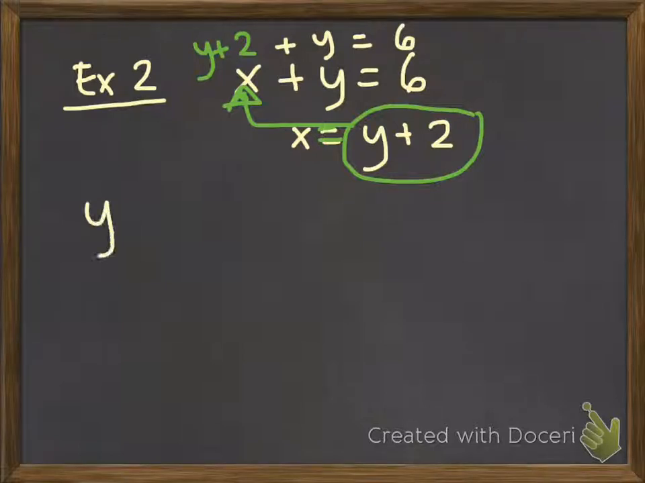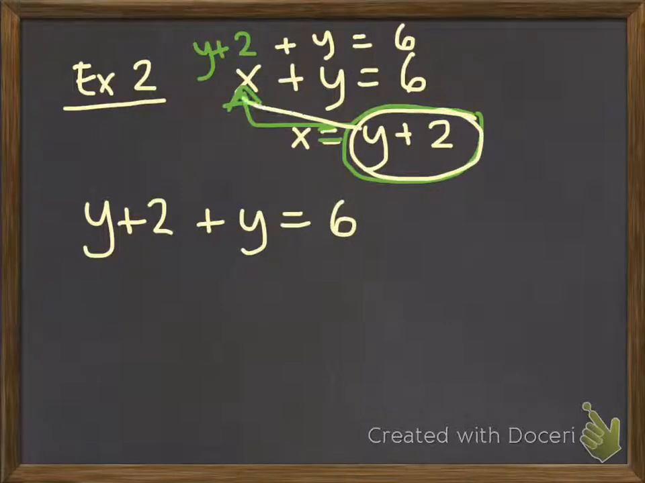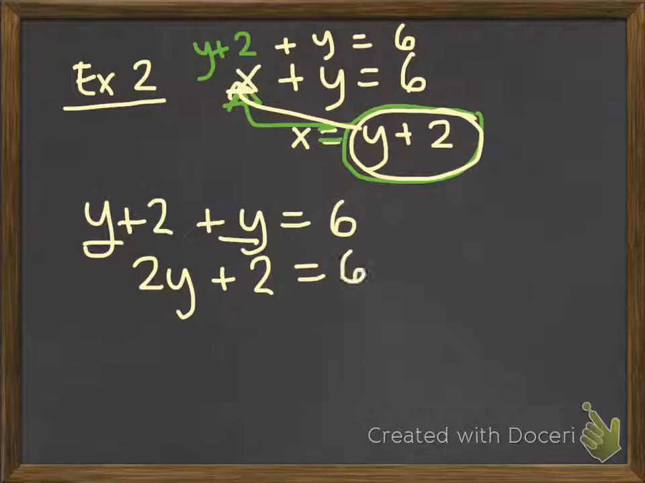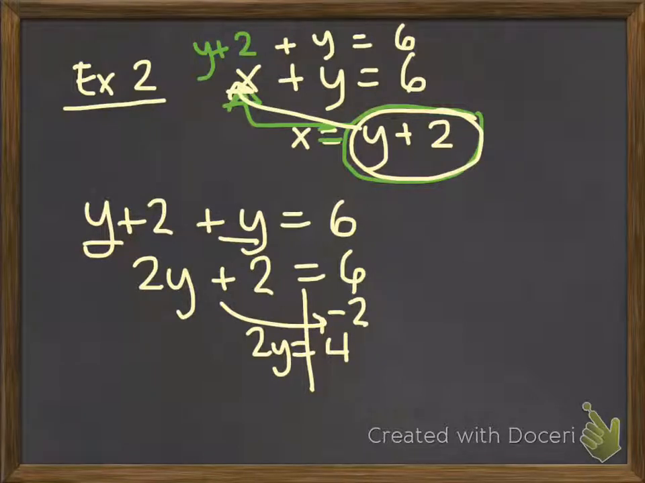So now we have y plus 2 plus y equals 6. All I did was take the y plus 2 and stick it in place of the x. Now that gives me 2y, because y plus y is 2y, plus 2 equals 6. Subtract 2, 2y equals 4, divide by 2, y equals 4 divided by 2, which is 2.